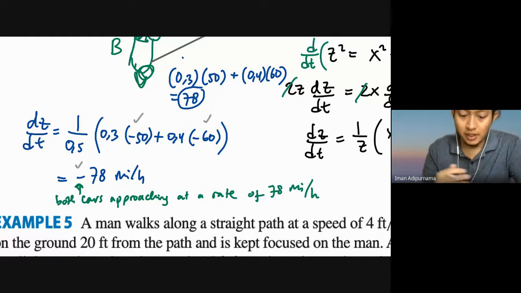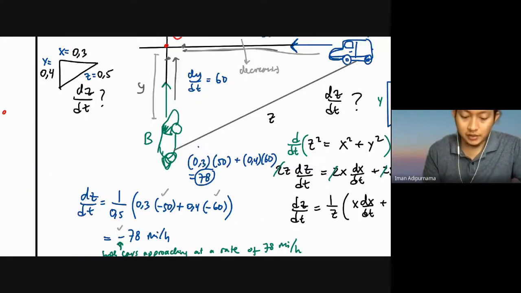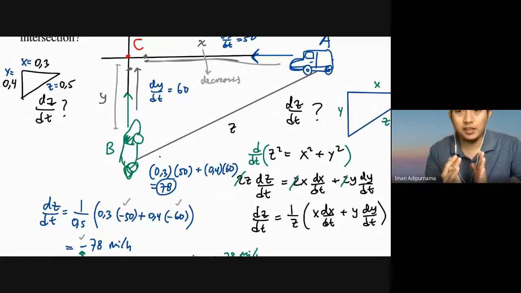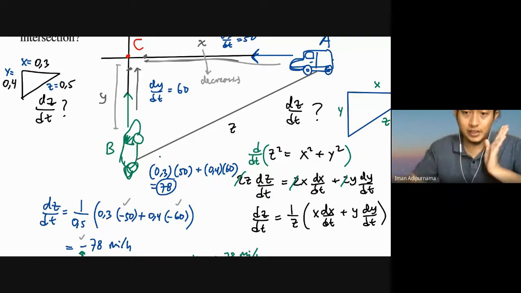But for me, usually if I have some distance that is decreasing, I will take that as a negative rate, because the rate is making the number decrease. If it is increasing, I will take that as a positive.